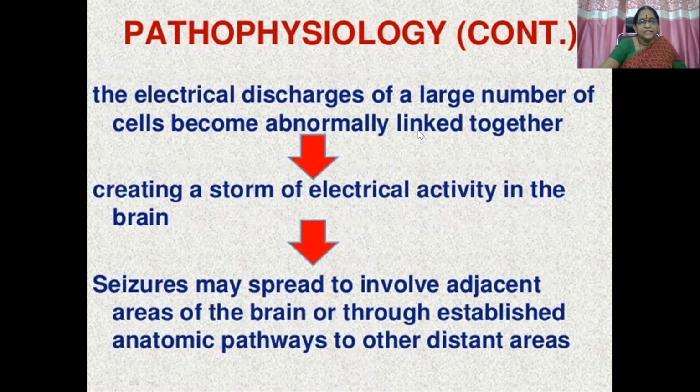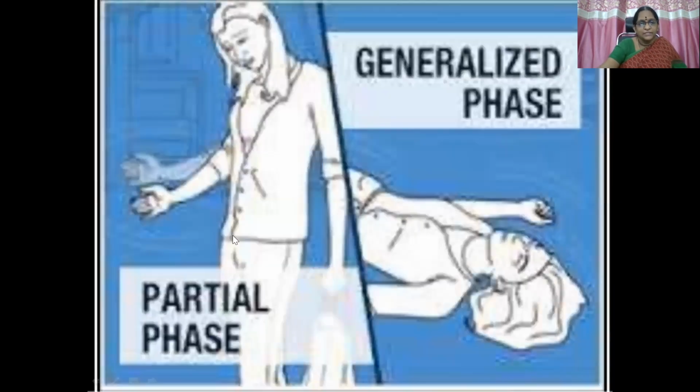So the electrical discharges of a large number of cells become abnormally linked together, giving rise to a storm of electrical activity in the brain. Seizures may spread to involve adjacent areas of the brain or to establish anatomic pathways to other distant areas. So you can see if it is a focal partial phase, it can later get manifested into a generalized phase because the inhibitory feedback loops' control is lost.